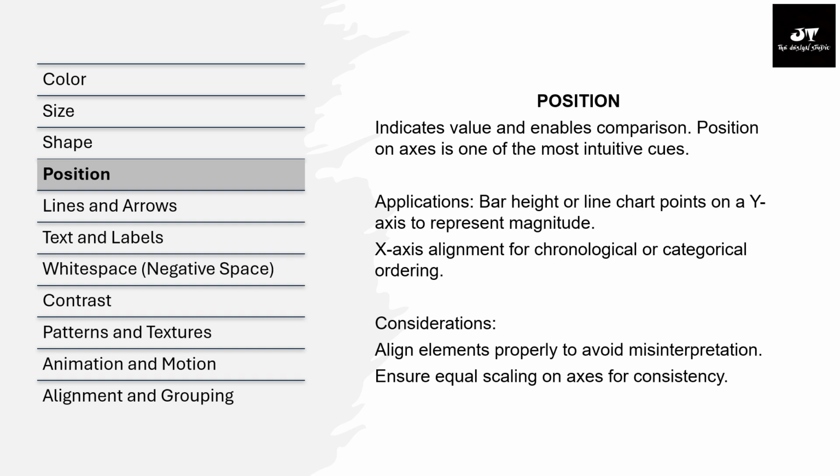The x-axis is often used to order data chronologically or categorically, enabling comparisons over time or across groups. Proper alignment and consistent scaling are essential to ensure that data is accurately represented and that comparisons are easy to make.